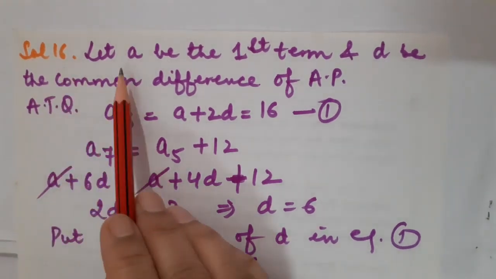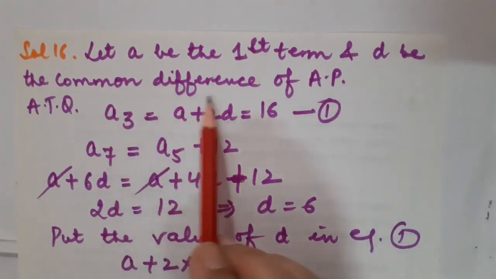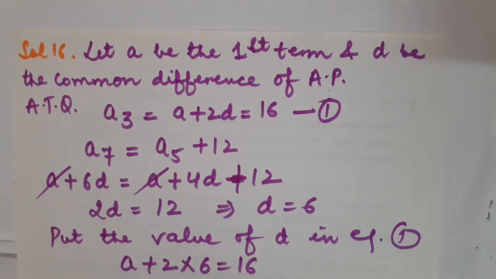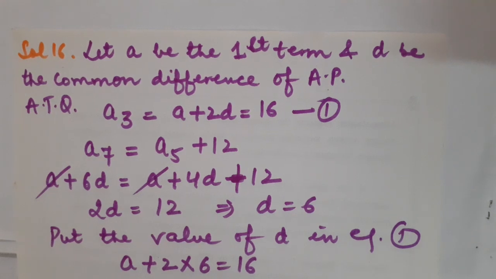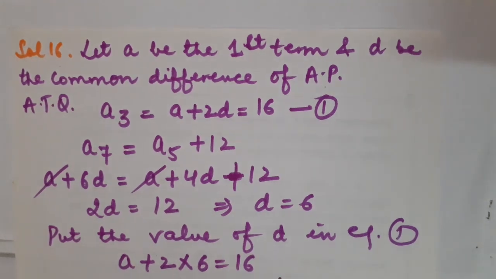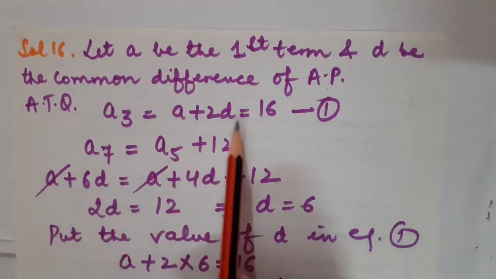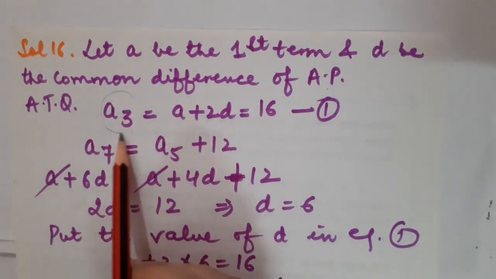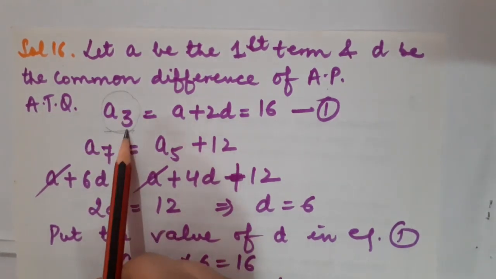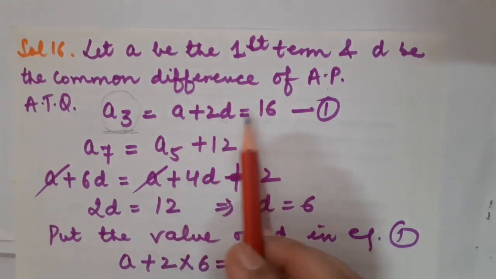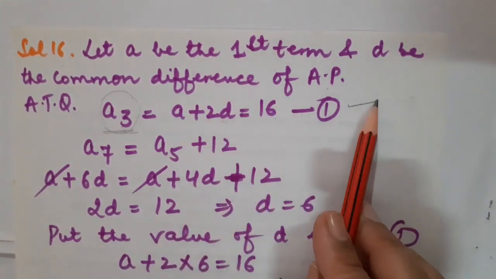Solution number 16. Let A be the first term and D be the common difference, because children, here you know neither A nor D. As you have to determine the AP, you have to construct it, so you will need A and D. Let us switch to the question. What does the question say? The third term of the AP is 16. So how do I write it? A3 is the third term, and in generalized form that is A plus 2D is equal to 16. Let it be equation number 1.